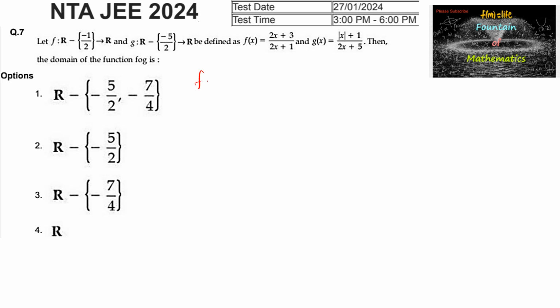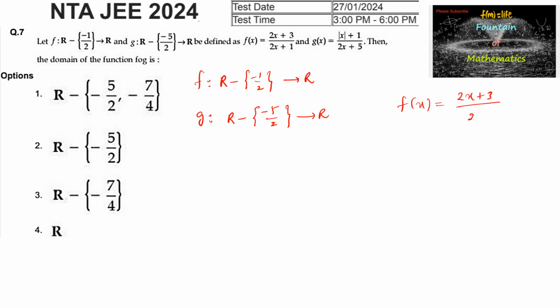Let f from R minus 1 by 2 to R, and g is a function defined from R minus 5 by 2 to R, defined by f of x is equal to (2x + 3) upon (2x + 1), where x cannot be equal to minus 1 by 2, and g of x is equal to mod x plus 1 upon 2x plus 5, where x is not equal to minus 5 upon 2. Then the domain of the function f circle g.